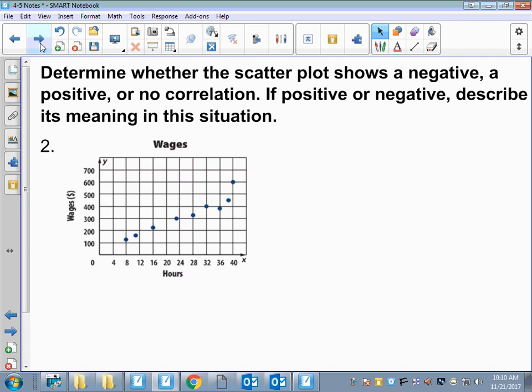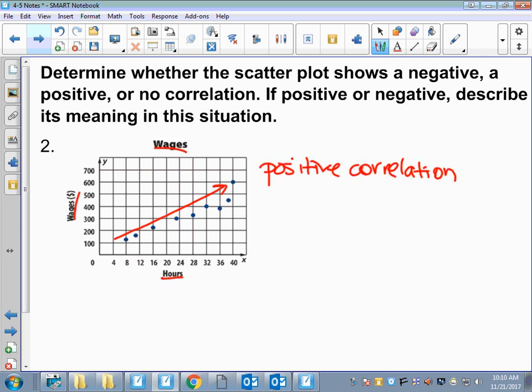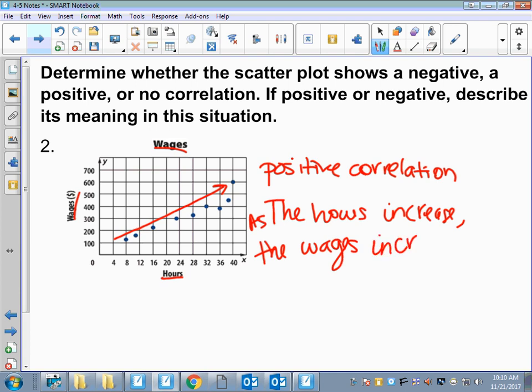If you look at the second example, we're talking about wages, so money earned, the hours worked, and how much money is earned. I can see that these are very slight, but they are lining up in a linear pattern. So this would be a positive correlation. To describe the pattern, as the hours increase, the wages also increase. It's an increase relationship there. Where in the negative, it was an increase of time, but a decrease of the computer sharing.